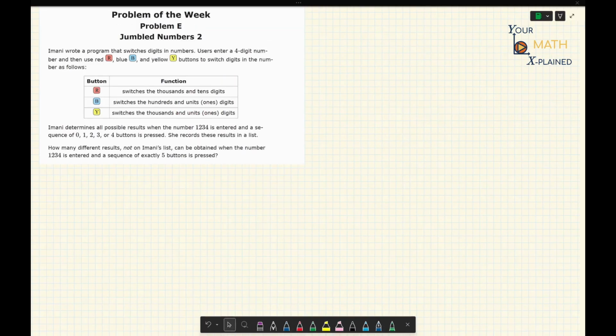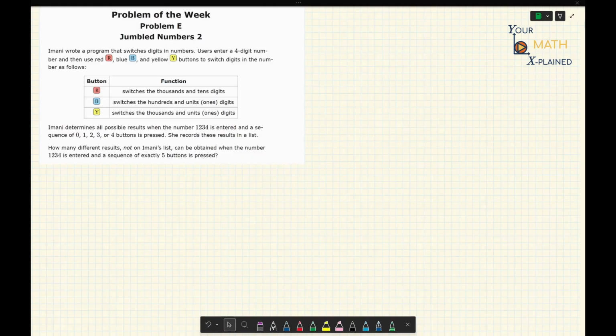In this second problem, for our grade 11 and 12 students, we're being asked to compare the list of numbers that Imani could get from 0 to 4 button presses to the numbers that could be generated from exactly 5 button presses. And we want to notice how many different numbers are not on her existing list.